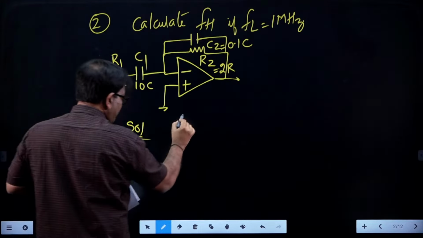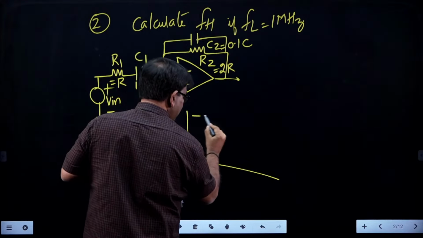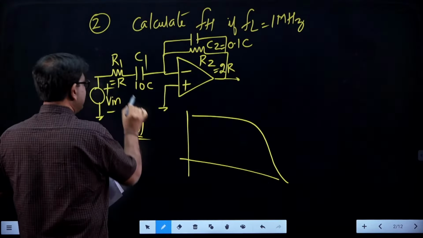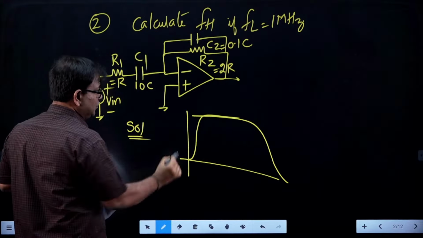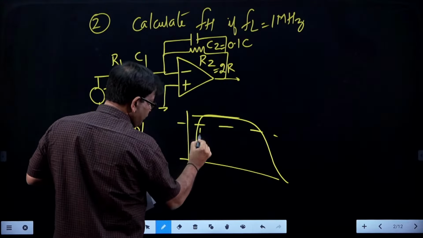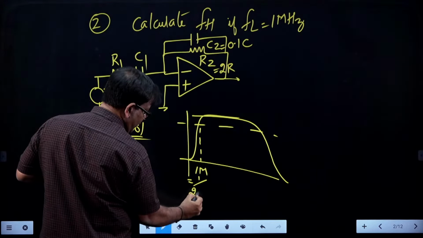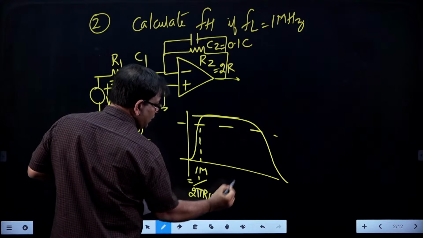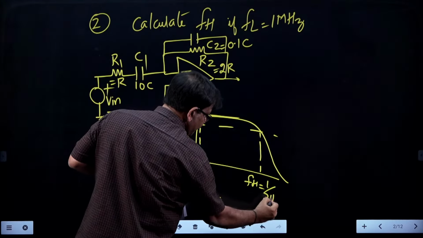Now, this is a band pass filter. The shunt arm will always decide low pass and the series arm is going to decide the high pass. So, the difference is the band pass. This frequency is given, which is 1 megahertz, which is 1 by 2 pi R1 C1. Now, you are asked to find 1 by 2 pi R2 C2.